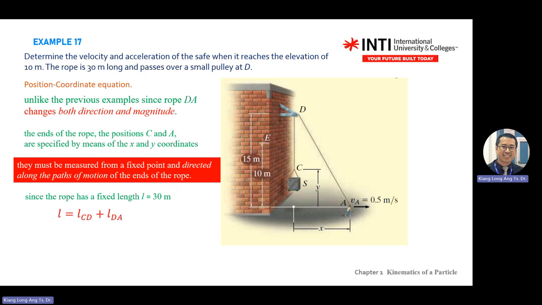So you can write L total equal to LCD plus LDA. And you want to write your LCD in terms of Y, LDA in terms of X, because Y is changing, X is changing. Okay. So this is the first equation from this trigonometry diagram: L equal to LCD plus LDA.